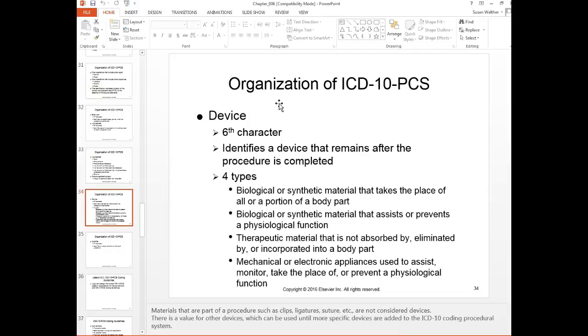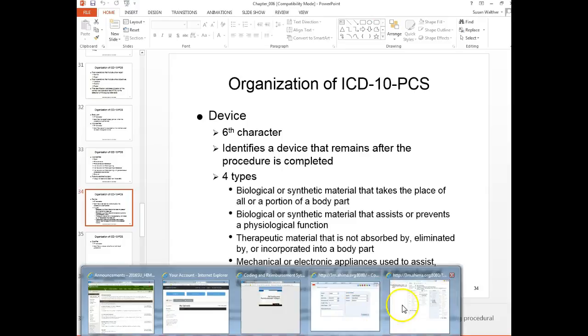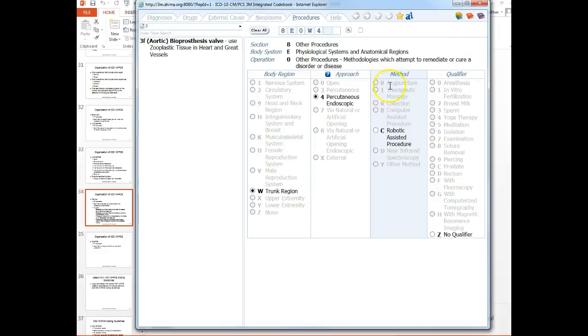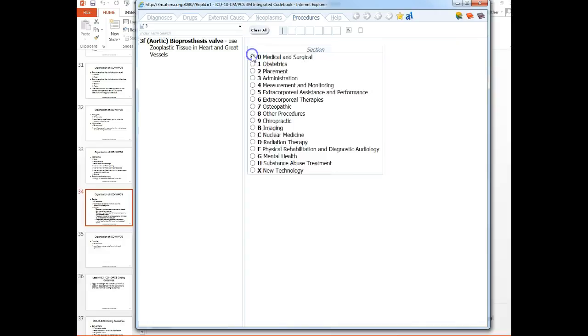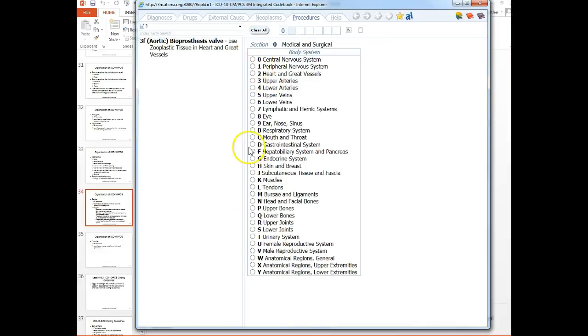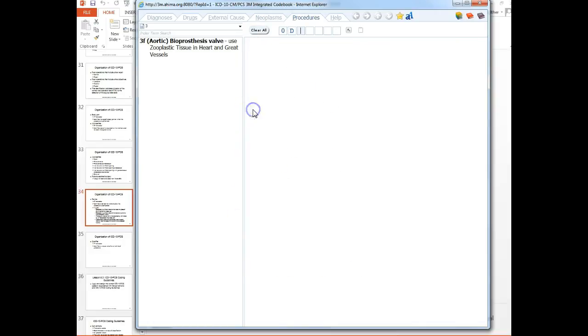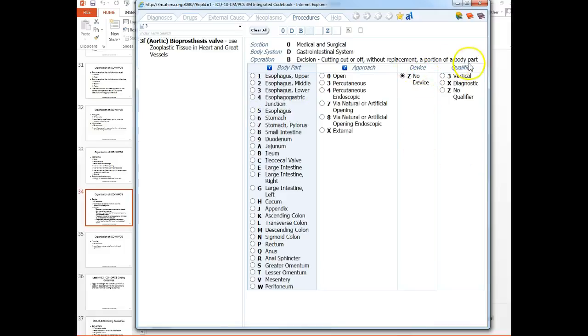Now let's quickly talk about qualifiers. And the qualifier is the 7th character in the code. So it is that very final character in the code, the qualifier. Let me get out of here and go back into medical surgical. And let me choose gastrointestinal excision. And you can see many times there's no device, and many times there is no qualifier. So the qualifier actually is a unique value for an individual procedure.